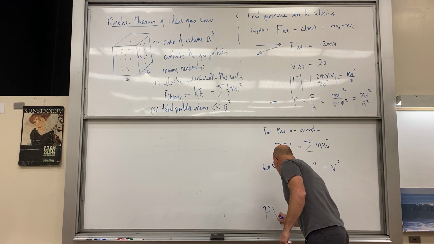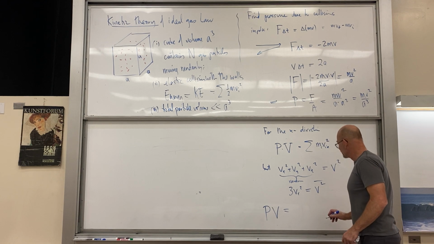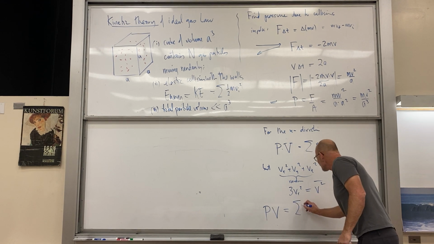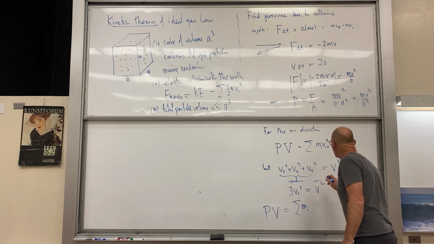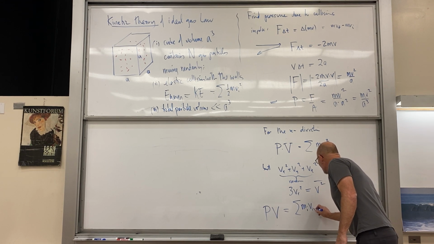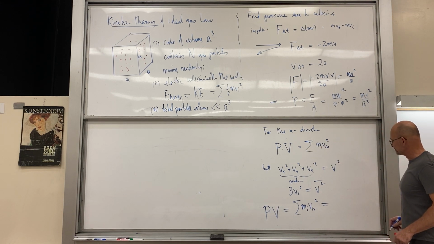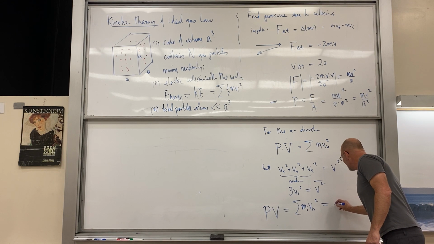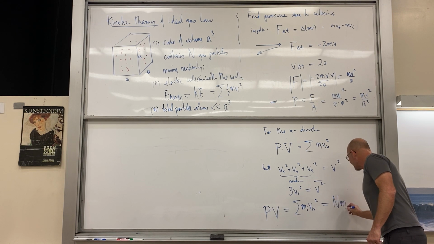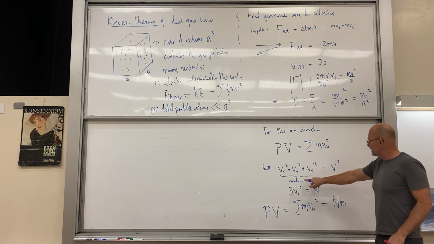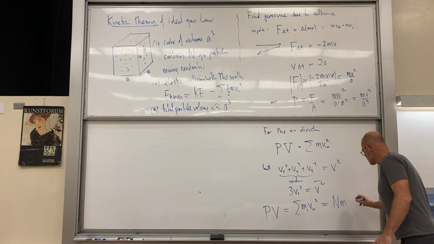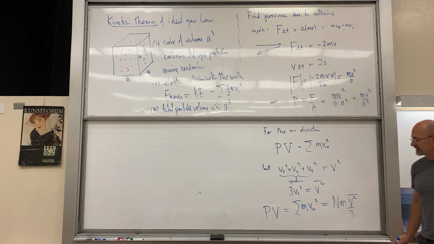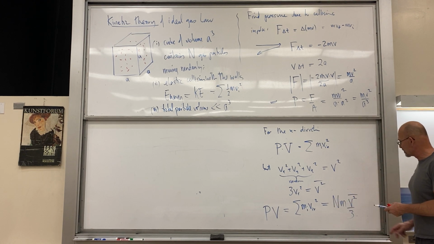We get PV is equal to the sum of all m sub i, v sub i x squared, and then we'll continue this. They're all going to be the same, so we're going to have N times m, but the 3 vx squared is v squared, so it's going to be v squared average divided by 3. So this is what we're going to work with.